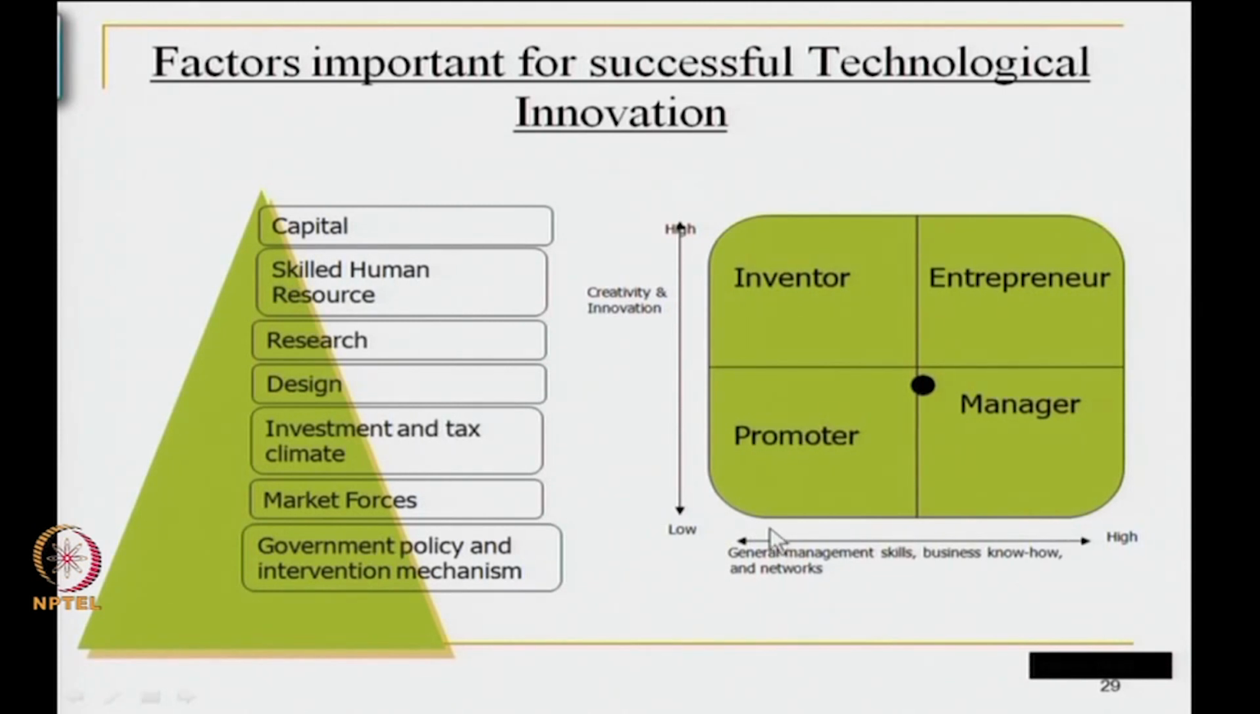The suggestion is, in terms of the relative skills of entrepreneur and innovation and general management skills of business know-how and networks, the kind of requirement which is there is possible to be presented in this schematic manner. But while presenting this schematic manner, all that I am saying is this is one point of view, and this is certainly open to debate.